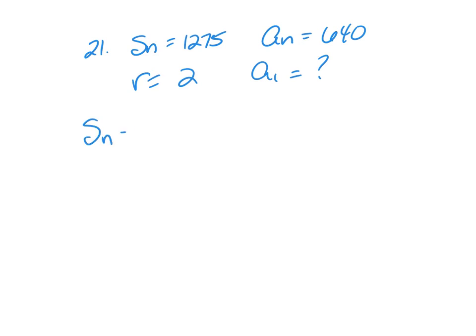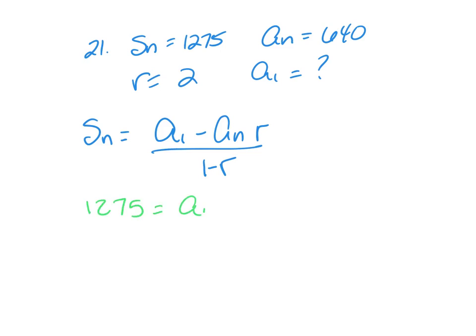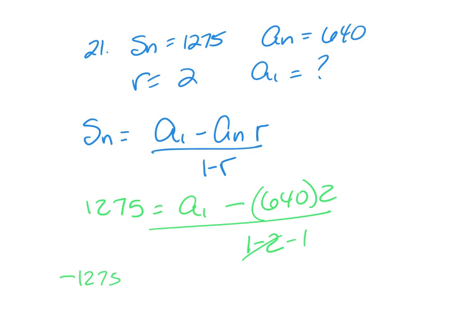So Sn equals a1 minus an times r over 1 minus r. And then we plug everything where it goes. Just 1275 equals a1, don't know him yet, minus 640 times 2 over 1 minus 2. So 1 minus 2 is negative 1, right? So if you cross multiply, you get negative 1275 equals a1 minus 1280. When we add 1280 to this side, we get a1 equals 5.